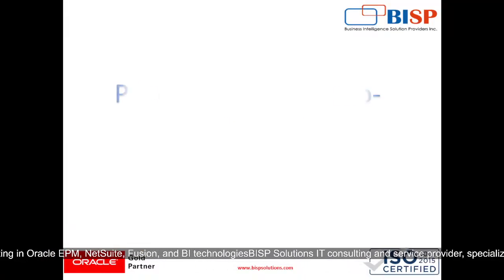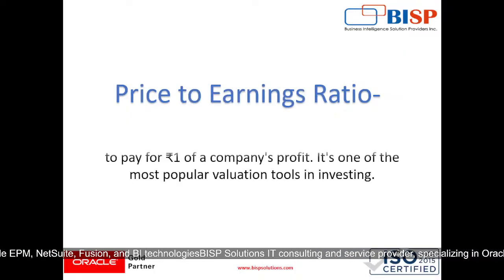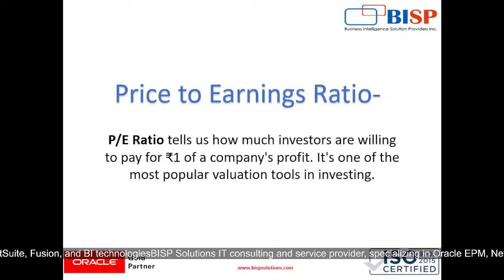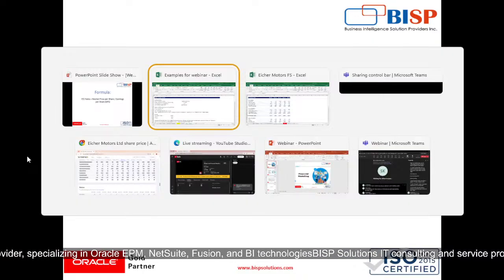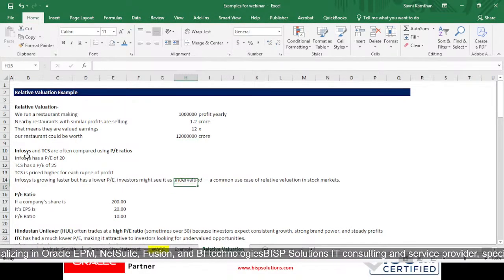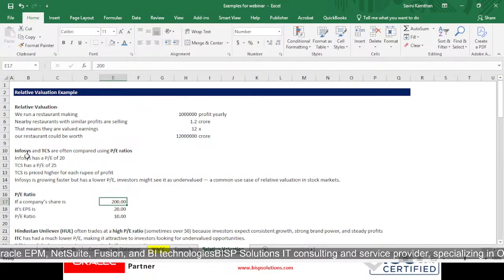Then comes our price to earnings ratio. So here PE tells us how much investors are willing to pay for 1 rupee of a company's profit. It's one of the most common and popular valuation tools in investing, right? So the formula is PE ratio equals market price per share upon earnings per share, right? So for example, if a company's share is 200 rupees and its earnings per share is 20 rupees, then the PE ratio will be 10. That means investors are ready to pay 10 for every 1 rupee of profit, right?